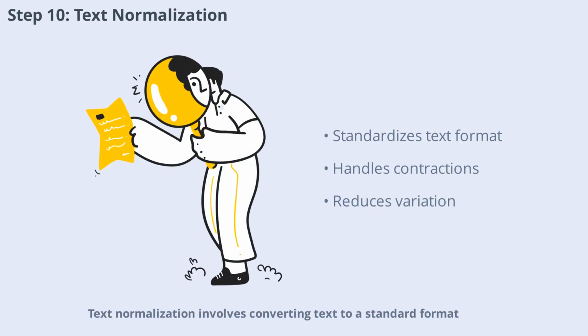Text normalization involves converting text to a standard format, such as replacing contractions with their full forms or standardizing abbreviations. This step helps ensure that similar words are treated the same way during analysis. Normalization is especially important when working with informal or user-generated text, where variations in spelling and grammar are common.